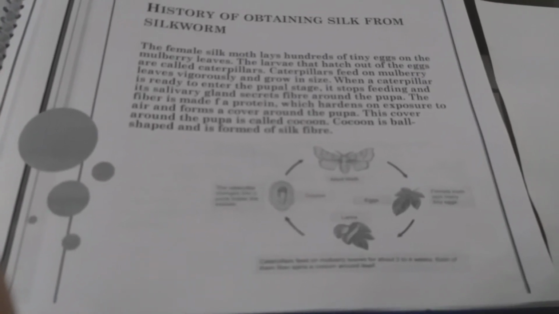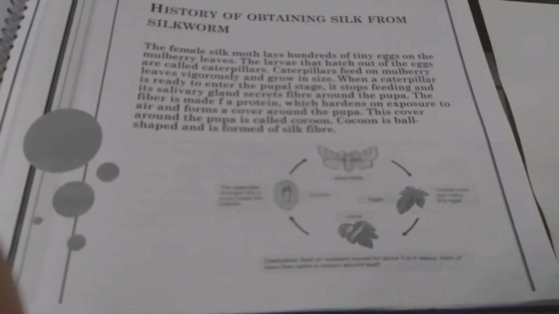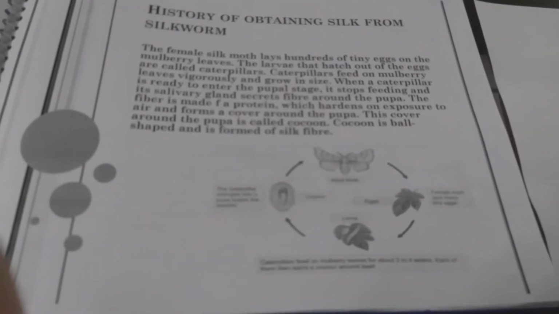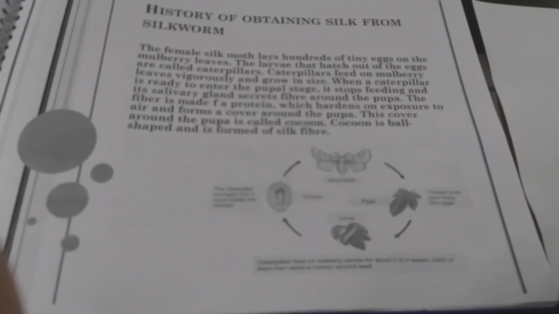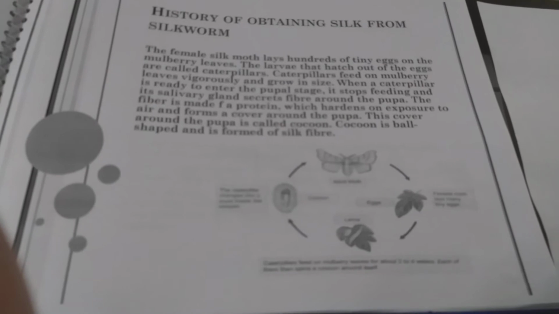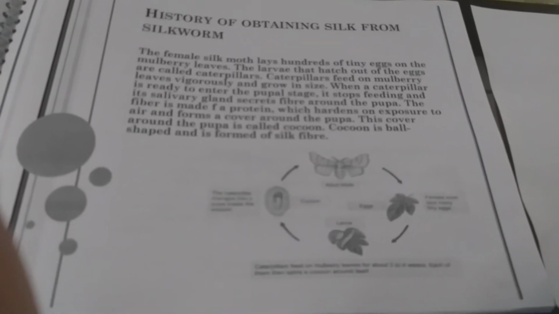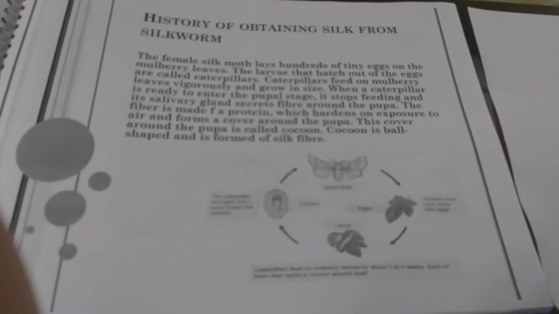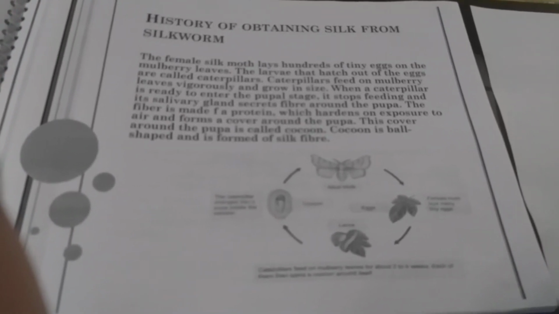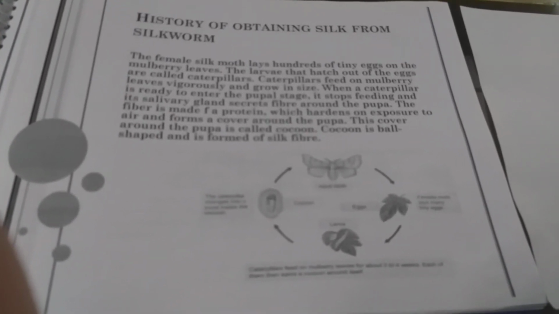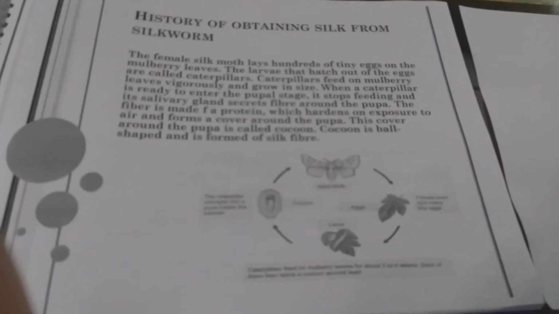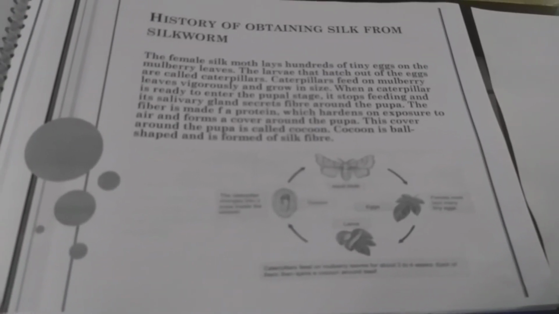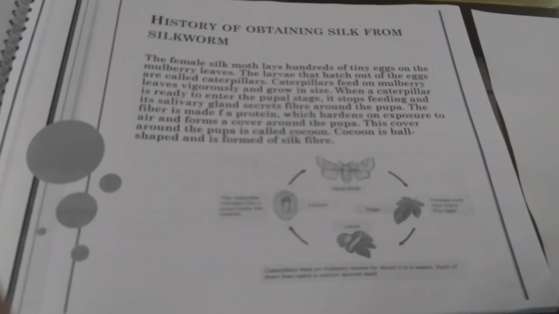When a caterpillar is ready to enter the pupal stage, it stops feeding and its salivary gland secretes fiber around the pupa. The fiber is made of proteins which harden on exposure to air and form a cover around the pupa. This cover around the pupa is called cocoon. Cocoon is ball shaped and is formed of silk fiber.